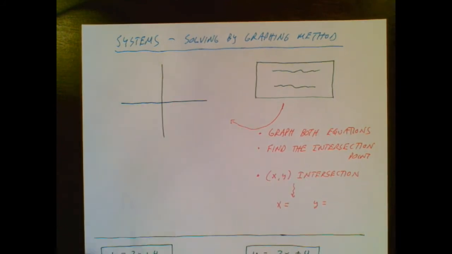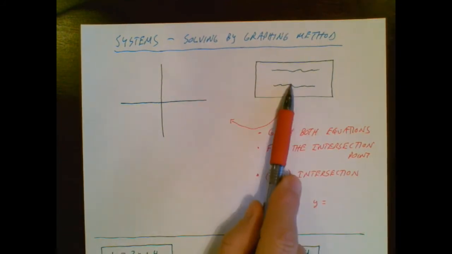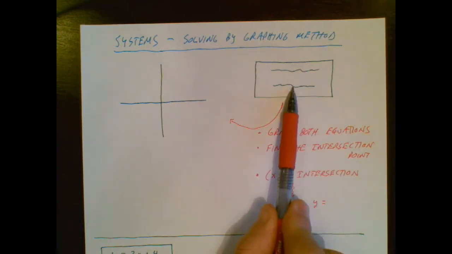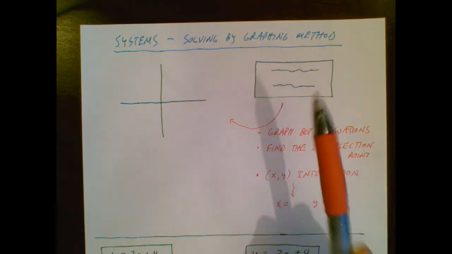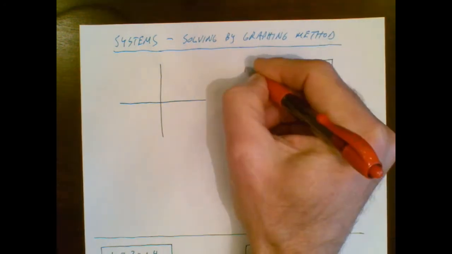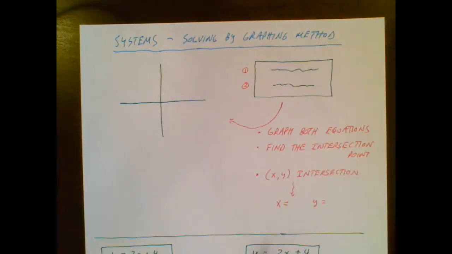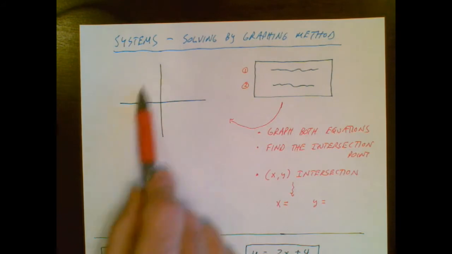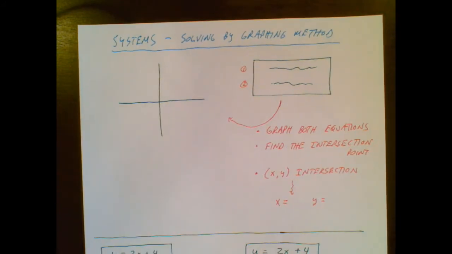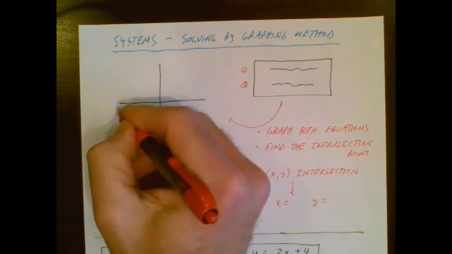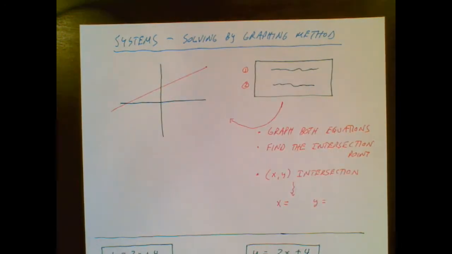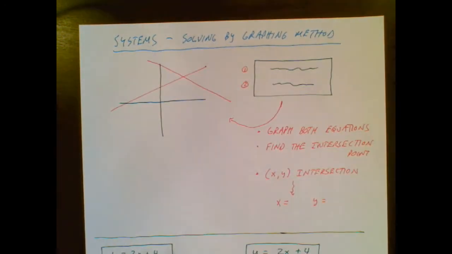And in the graphing method, you're going to be presented with a system of equations. I just put in blah, blah, blah here. And what you're going to do is take this system, and remember, it has two different equations, equation 1 and equation 2. And you're going to graph both equations on the coordinate grid. So I'll just make something up here. Here's equation 1. Here's equation 2.